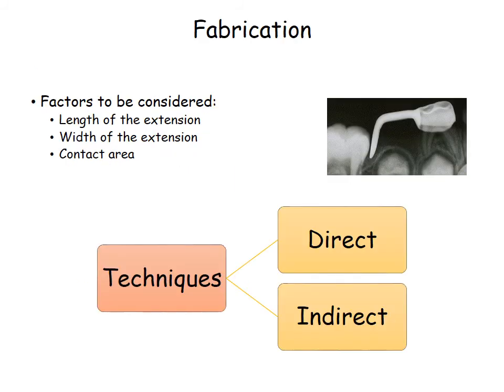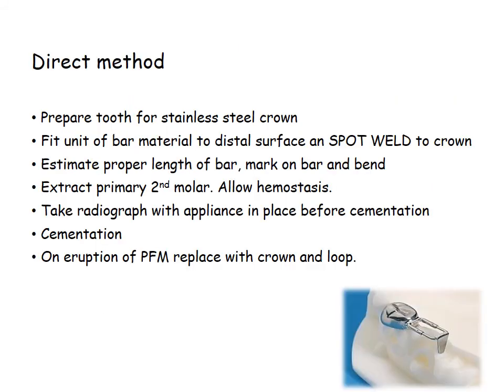So there are two methods of fabrication of the distal shoe. The factors that first need to be considered for the fabrication of the distal shoe are the length of the extension, the width of the extension, and the contact area, where it should be contacting on the permanent first molar. There are two techniques of fabrication, either direct or indirect.